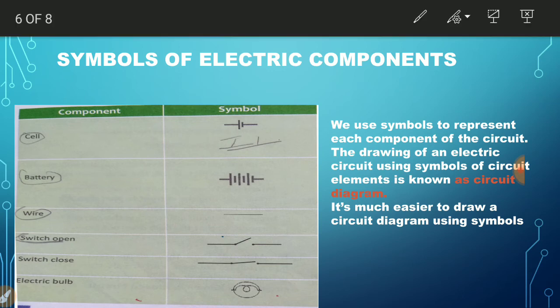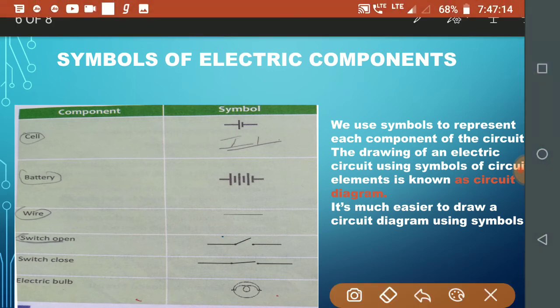The first, the symbol of cell is a small line and a big line. Small line represents the negative terminal of the cell, and the big, large line represents the positive terminal of the cell. Now battery, what is a battery? A combination of two or more cells is known as battery. Like in this symbol, there is a combination of three cells. So combination of cells is known as battery.